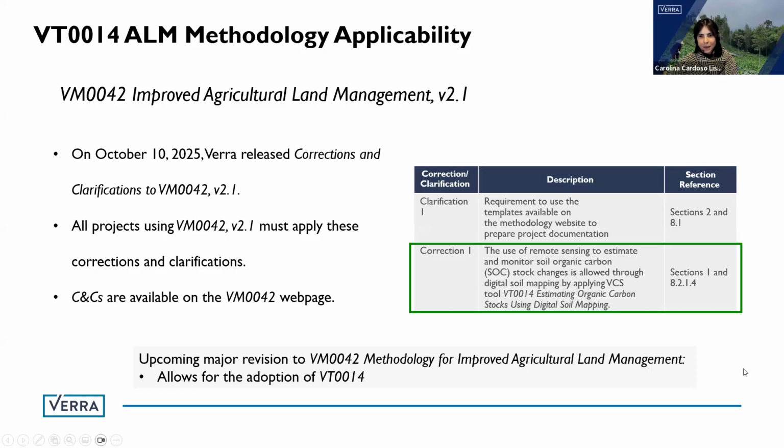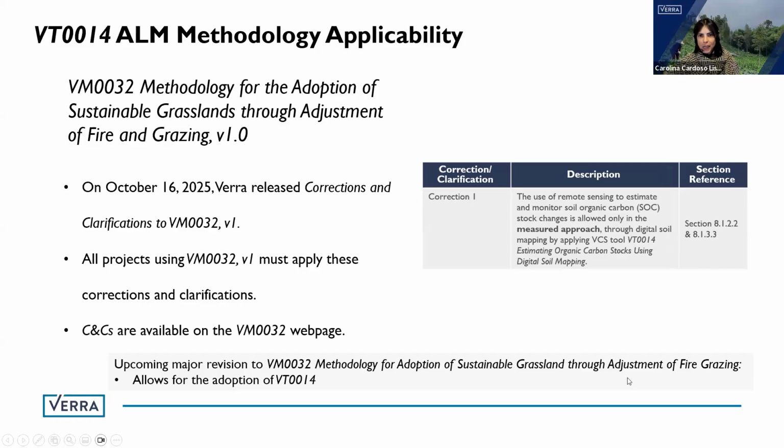The next slide, please. Another correction and clarification is going to be issued today to allow the use of VT14 under the measure approach only for VM32, which is the methodology for adoption of sustainable grassland through adjustment of fire and grazing, version 1.0. And the correction and clarification document is going to be also available on the VM32 webpage. I didn't mention before, but it's also available on the VM42 webpage. It's there already, because it was launched a few days ago.